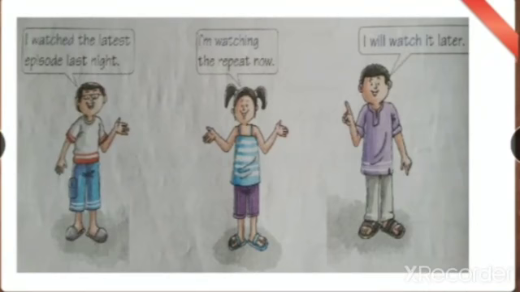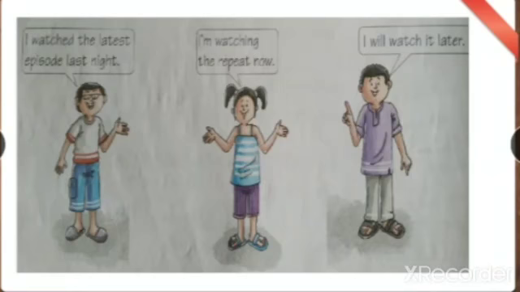See, there are three different sentences over here. I watched the latest episode last night. So what is one student saying? Suppose one child is there. Okay. So child is saying, I watched the latest episode last night. So they might be talking about some program. There was a latest episode, okay, last night. So the child is saying, I watched. It means, what does it mean? He already saw that latest episode.